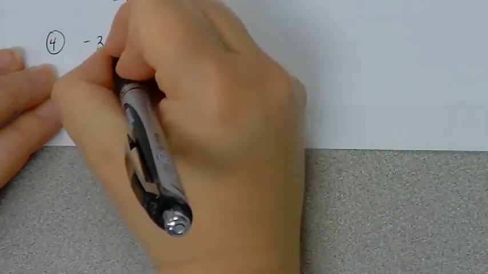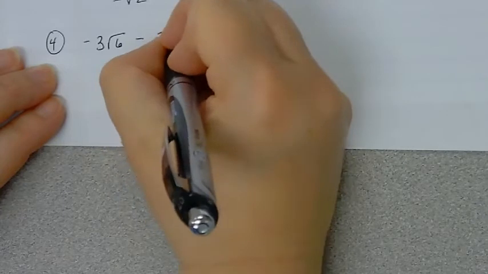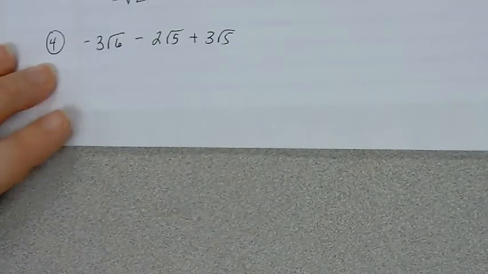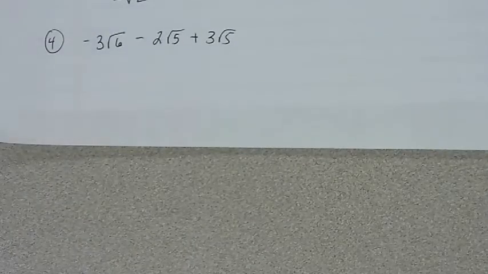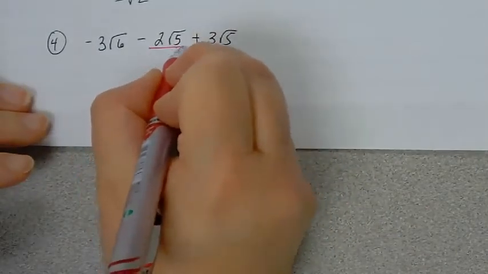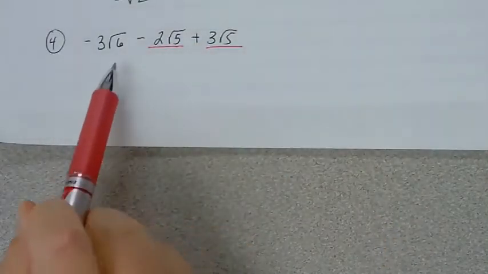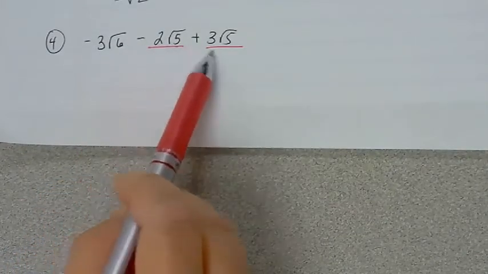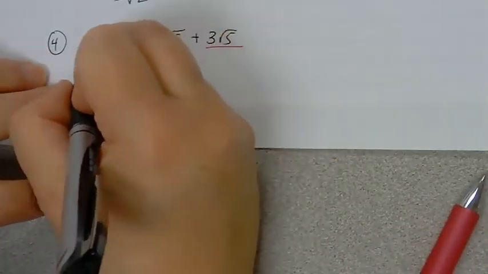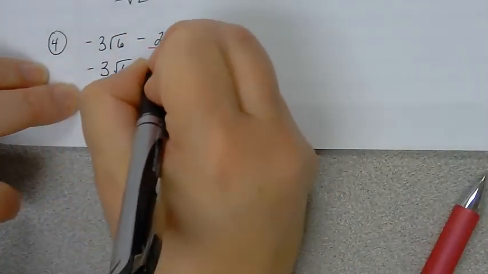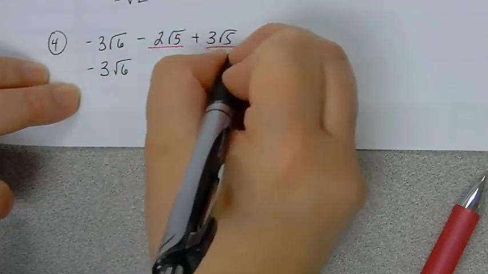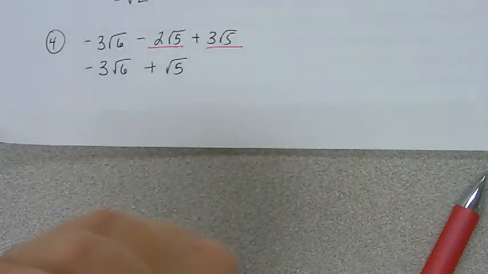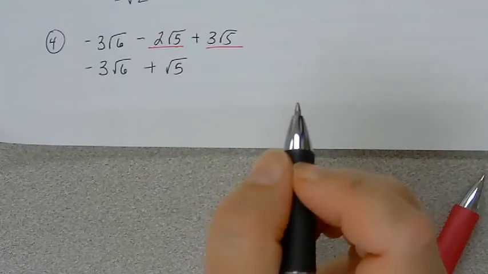Negative 3 square root 6, subtract 2 square root 5, plus 3 square root 5. So again, I'm looking to see if I have like terms. I do. These are like terms. They're both square root 5, so that means I can put those together. And 6 just breaks apart to 2 times 3, so there's no way I can make it a 5. So I'm going to put these two together and leave that one. It's not the same. It's not a like term. So my answer would be negative 3 square root 6. And I have negative 2 of these, add 3 of these, and that leaves me a positive 1 of those. So it's negative 3 square root 6 plus the square root of 5.